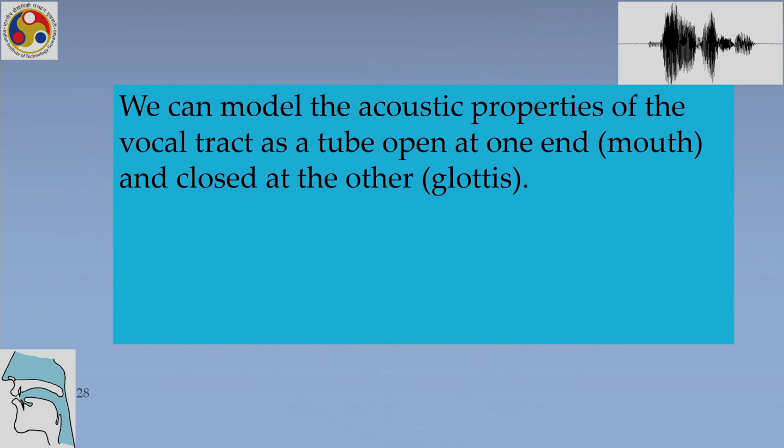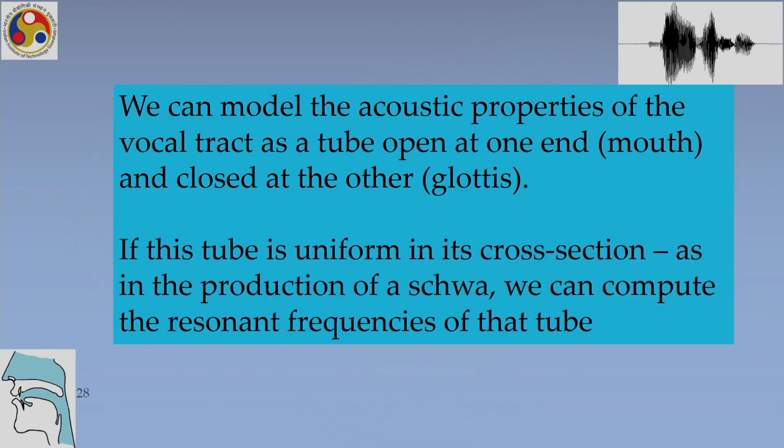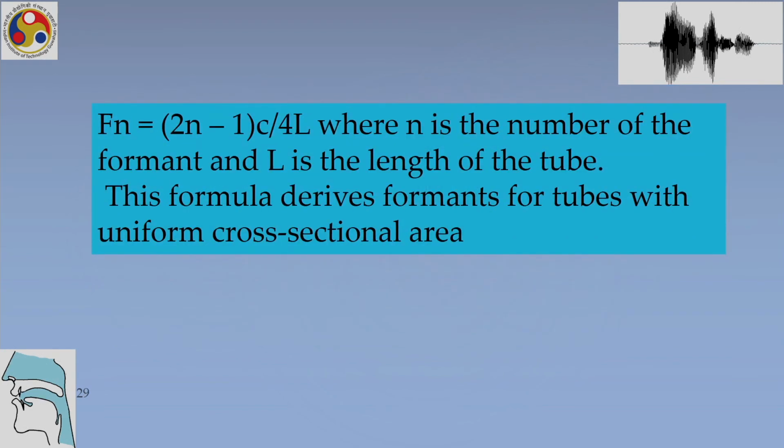We can also model the acoustic properties of the vocal tract as a tube open at one end and closed at the other. So if this tube is uniform in its cross section, as in the production of a schwa, we can compute resonant frequencies, and there is a formula where n is the number of the formant and L is the length of the tube, and this formula derives formants for tubes with uniform cross-sectional area. So this is how we get the formant values.